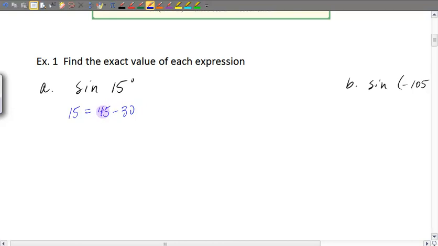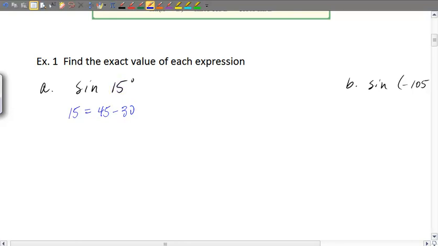So remember, I'm choosing angle measurements that exist already on my unit circle because I can take the sine of 45 and get an exact value. I can take the sine of 30 and get an exact value. So that's why I chose these two values here. As I think we've proved before, it doesn't matter if you use these two angles or any combination of angles from our unit circle, as long as they come up with 15.